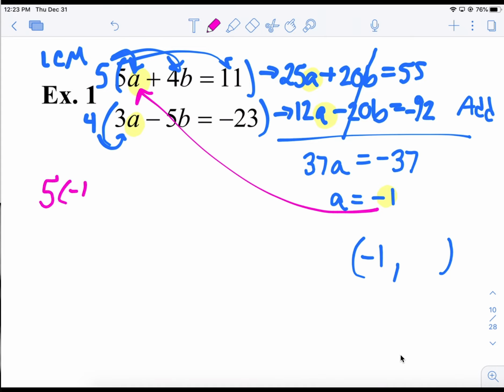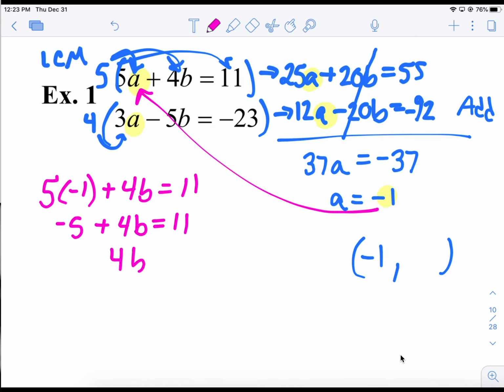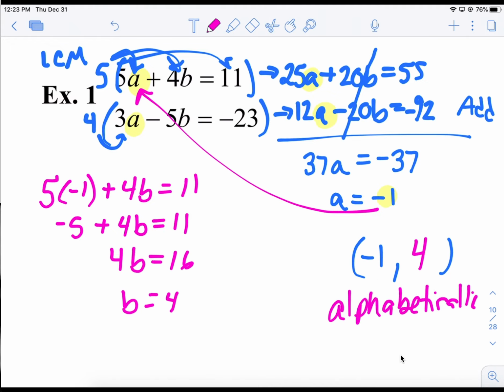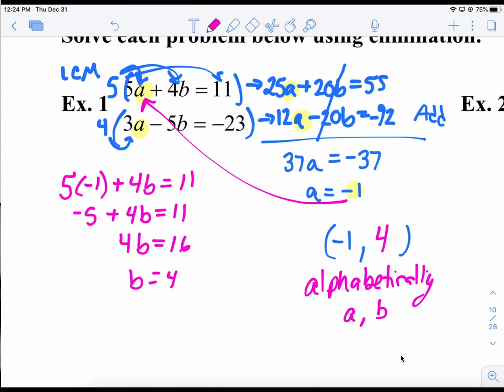So 5 times the negative 1 plus 4b equals 11. 5 and a negative 1 makes a negative 5. That's a 4b. If we add 5 to both sides, that gives us 16. Divide by 4 gives me 4, which means that my total final answer is negative 1, comma 4. Remember, we should always write these alphabetically. So just like x comes before y, a would come before b. Okay? If you need to pause that, copy anything down, do that now. We're going to go to problem 2.